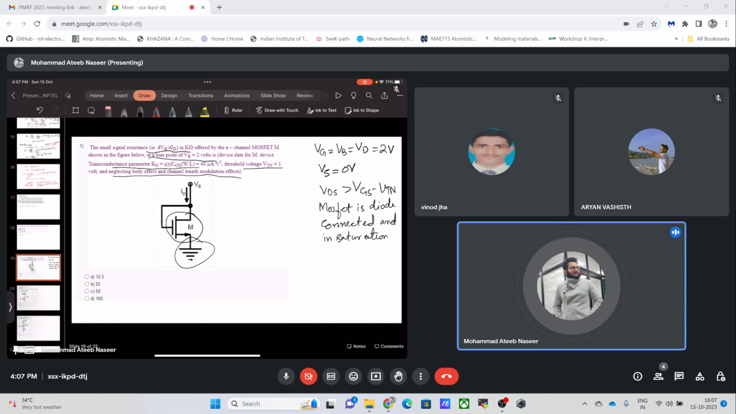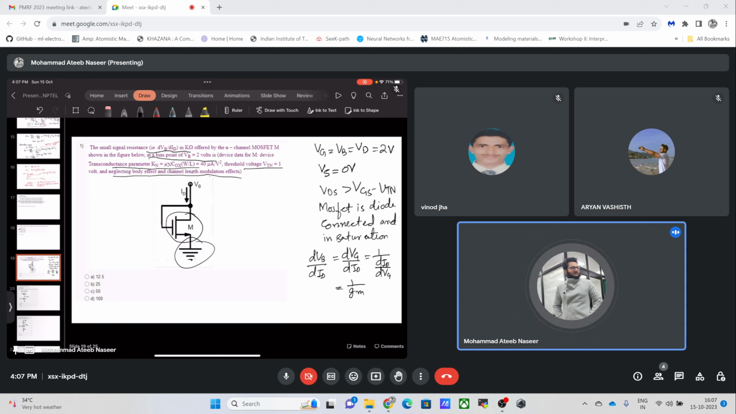This will also be true for diode connected MOSFETs. So what is this dVb by dId? It is simply dVg by dId, or simply it is equal to 1 by dId by dVg, or it is simply equal to 1 by Gm.